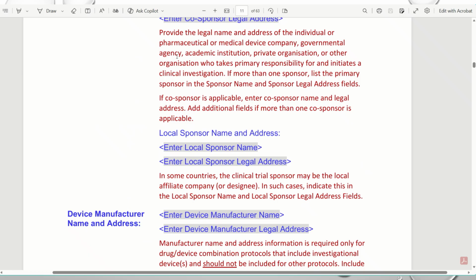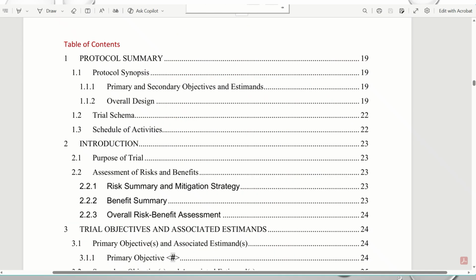I'm just going to give a very, very quick run through of the actual protocol contents, the table of contents and the actual protocol and what information is in where. So this is quite intuitive, this whole protocol. You have your protocol summary. You have to have a synopsis because that's what the public will see.